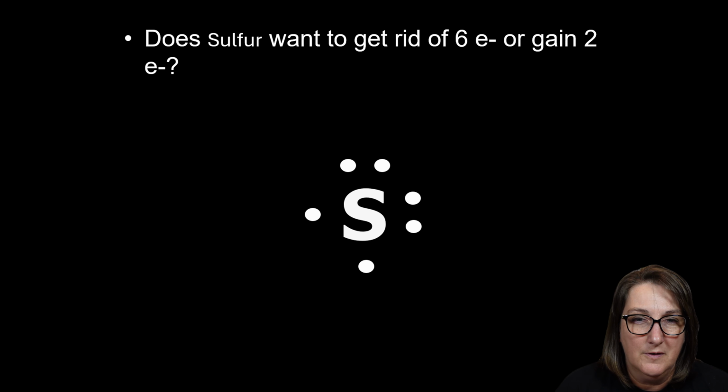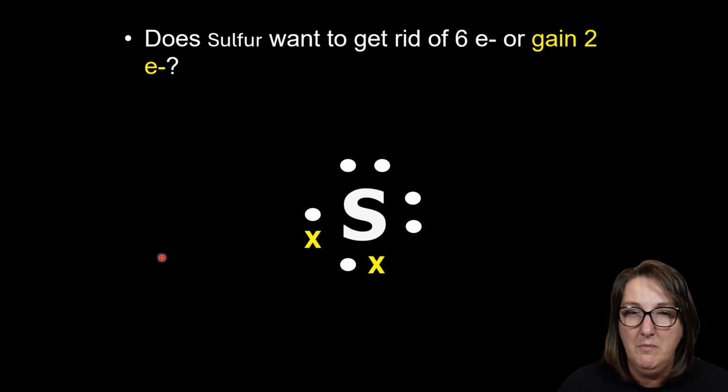So let's look at sulfur. I have 1, 2, 3, 4, 5, 6. So it's in group 6. I have 6 valence electrons. Is it easier for sulfur to get rid of 6 or to gain 2? And this is kind of when I say kittens. Is it easier to get rid of 6 kittens or to get rid of 2? It's going to be easier to bring in 2. Or get rid of 2. So someone's going to get rid of 2 for sulfur to be able to have it here. So I'm going to bring in and gain 2 electrons.